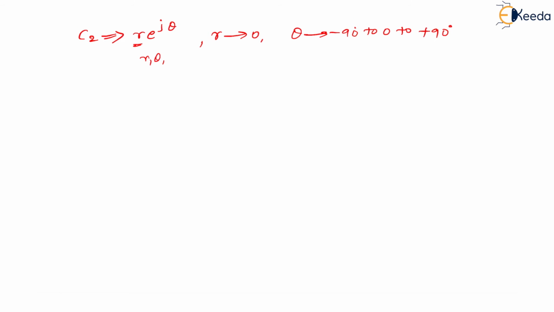So let me just replace them in GH. If you remember, our GH was 1 upon S into S tau plus 1. This was our GH. Now, if I replace S with R into e to the power j theta, what do I get then?